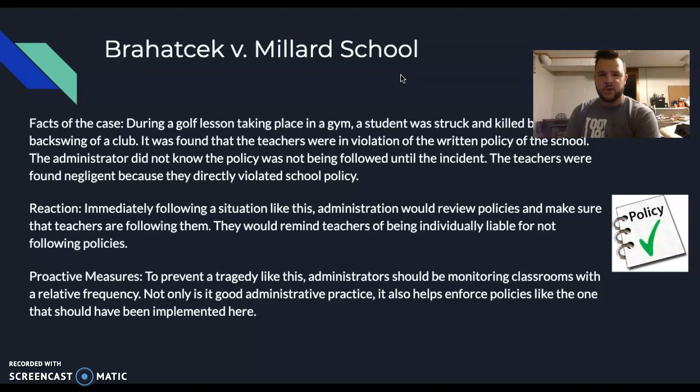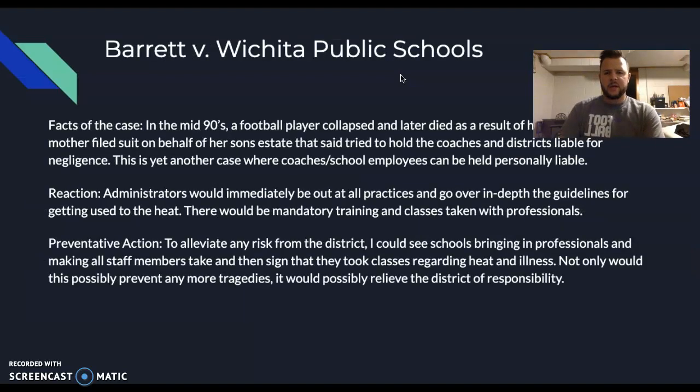So, had an administrator come in earlier in the period, maybe they would have caught that the policy was not being followed. So not only is it good practice for educators or for administration to walk through, it also helps enforce policies like this one, and there may not have been a tragedy had that happened.